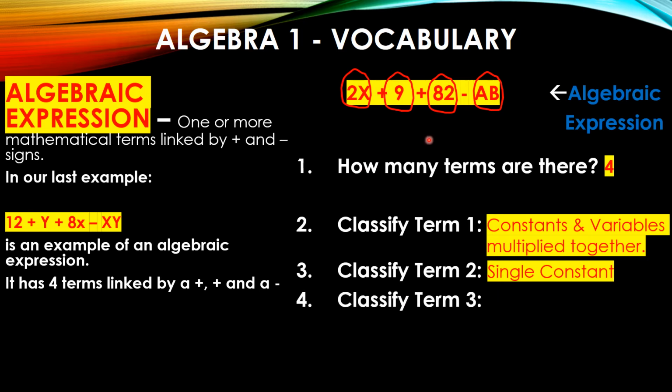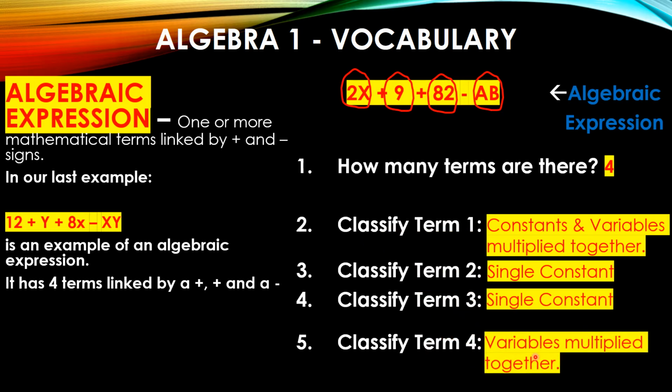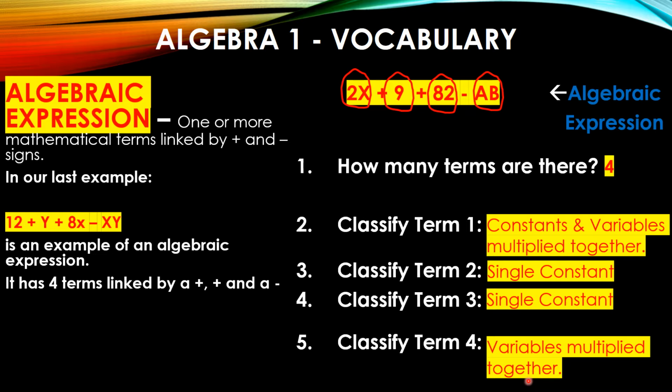Term 3, what is that? Right, it's just a single constant, just a number all by itself. And finally, our fourth term is over here, negative ab. And so a and b are both variables. ab means a times b. And so we classify it as 2 variables being multiplied together.